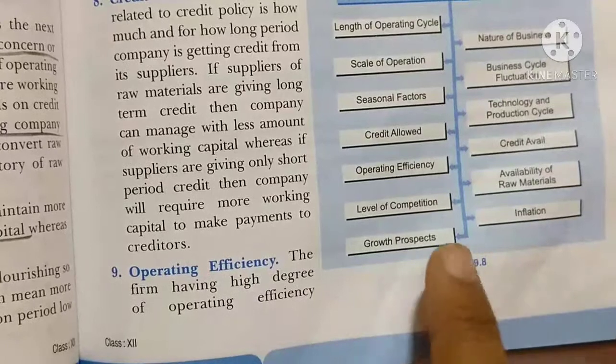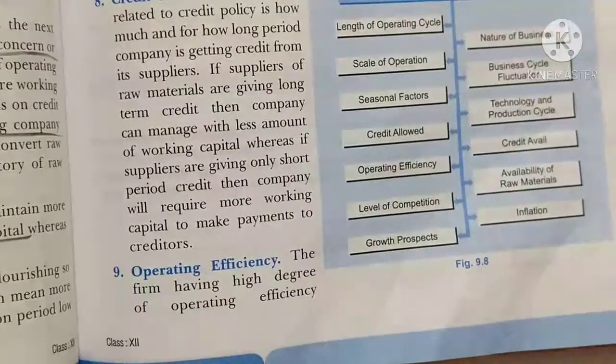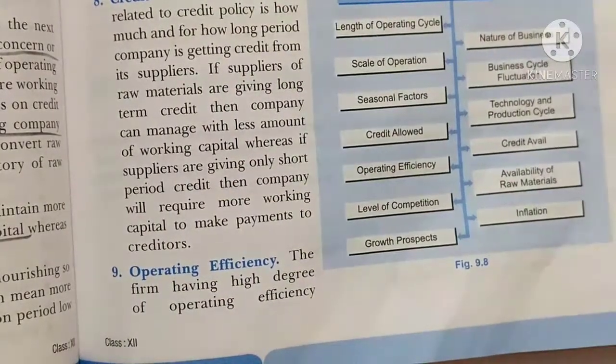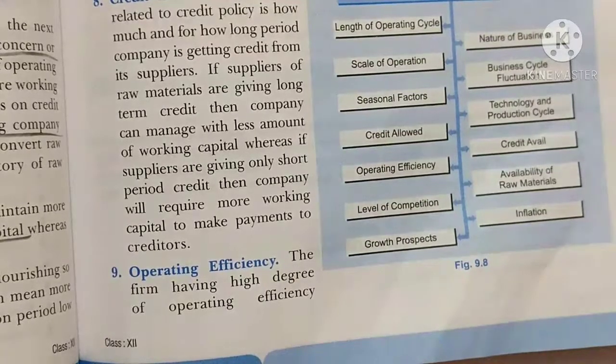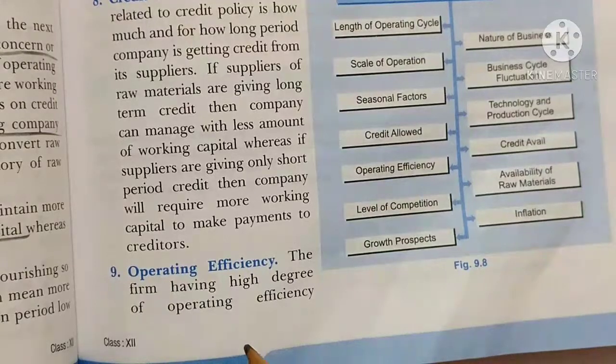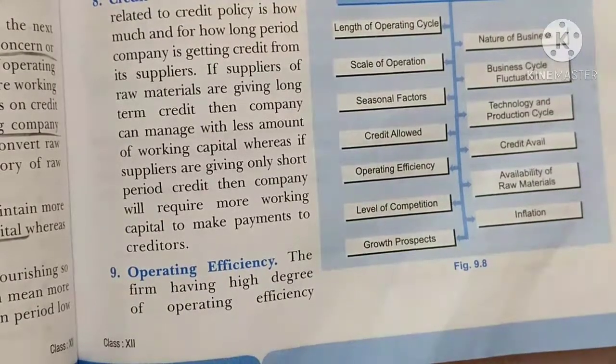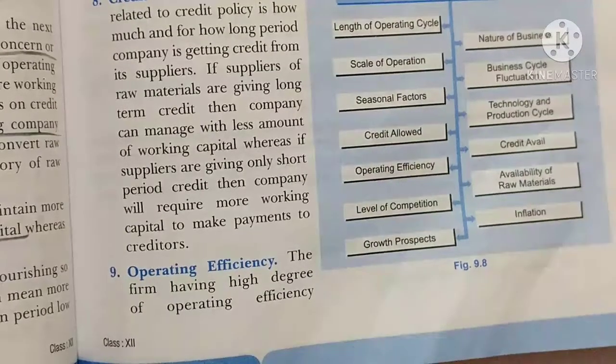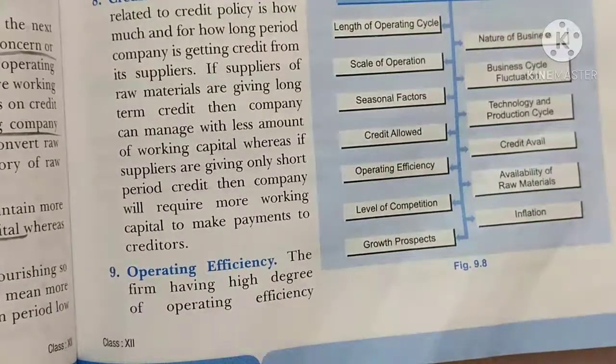Operating efficiency, that is, how efficient our workers are. If our workers are efficient, they will not waste resources. In that way, in less time we can produce more, so we need less working capital. But if the working of the employees is not efficient, then they will waste the product and the resources. Then in more time we are able to produce only fewer products. In that case we need more working capital.